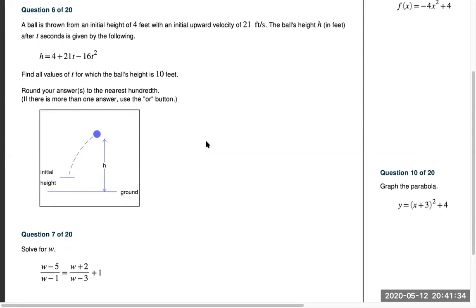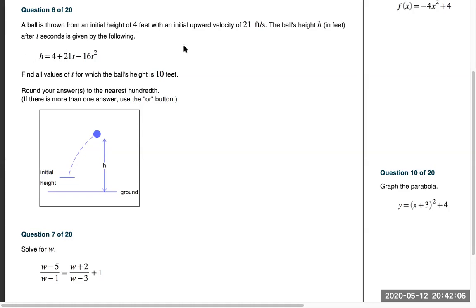So for question 6, a ball is thrown from an initial height of 4 feet with an initial upward velocity of 21 feet per second. The ball's height, h in feet after t seconds, is given by the following. Okay, so we have this equation here. This is describing some of the details from the equation. We're not going to get into the details of how this equation is formed, but it actually is interesting if you're going into STEM, let me know if you're concerned about that.